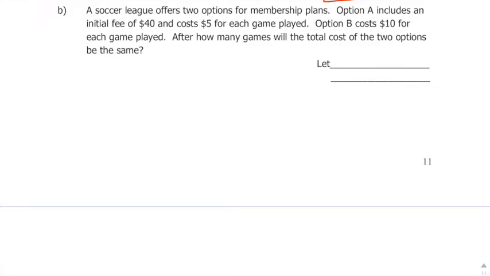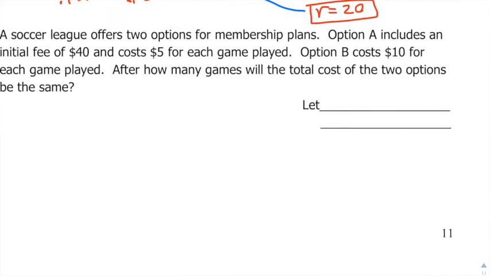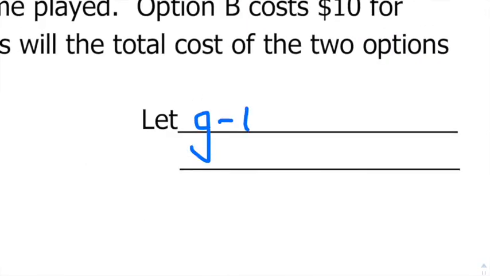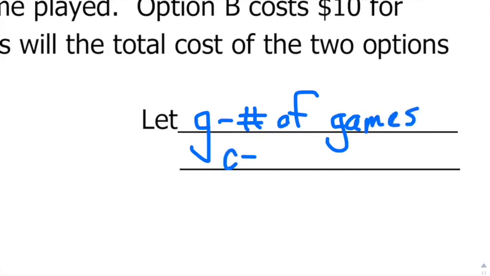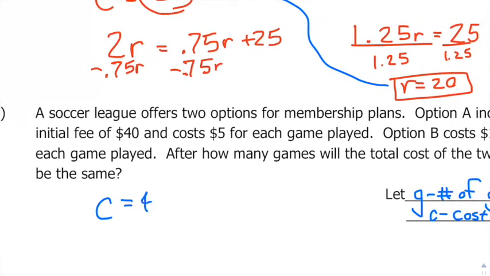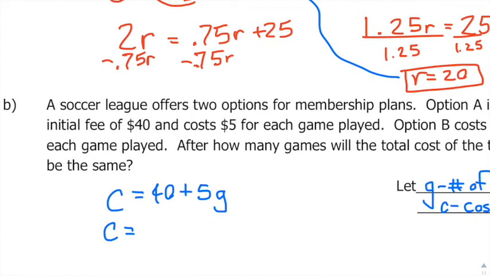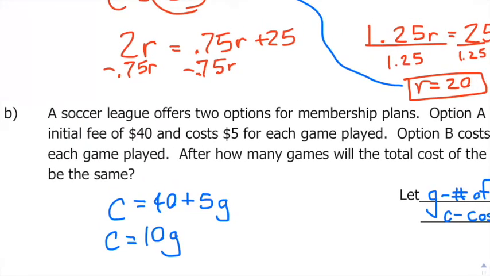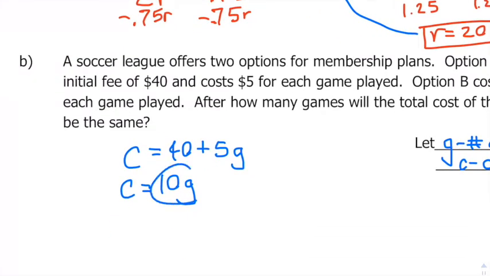So this one's got a lot of similarity here. I guess we can say G is the number of games, and then C we'll call cost again. Okay. And then let's see, for option A, the cost was an initial fee of $40 and then $5 per game. So we'll say 40 plus 5G. The second one, option B, was just 10 per game. This one's almost identical with just different numbers in a different context, but it's got the same idea.